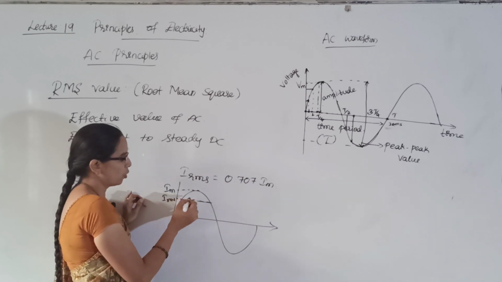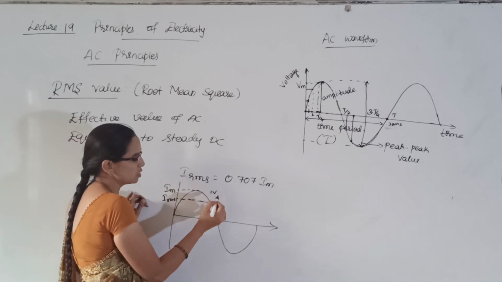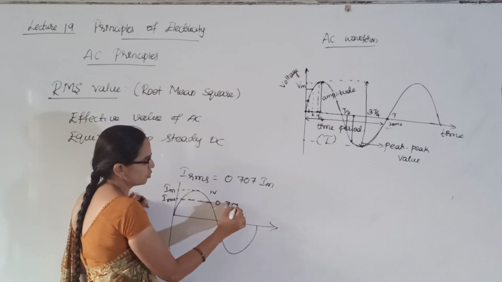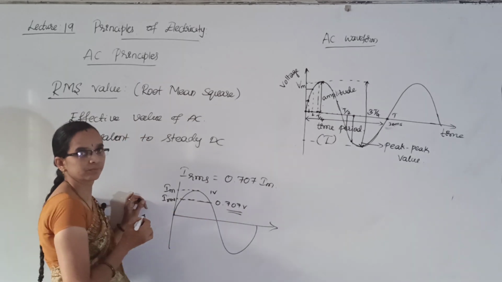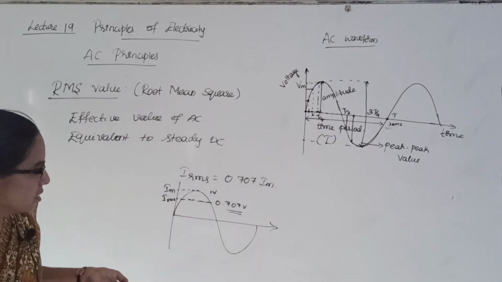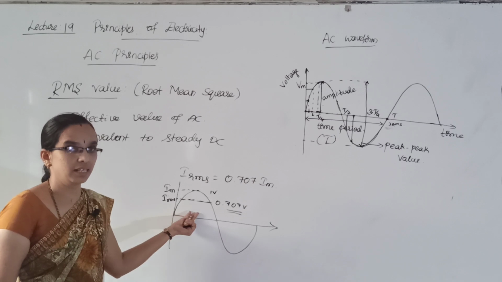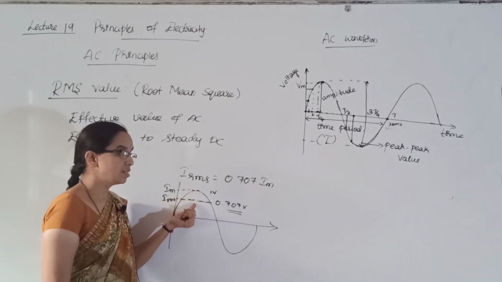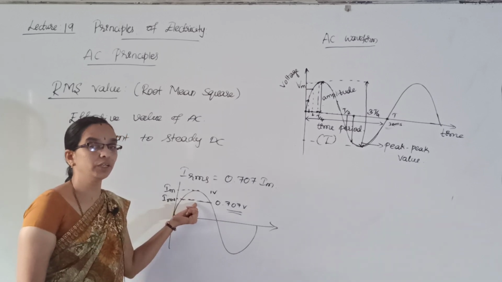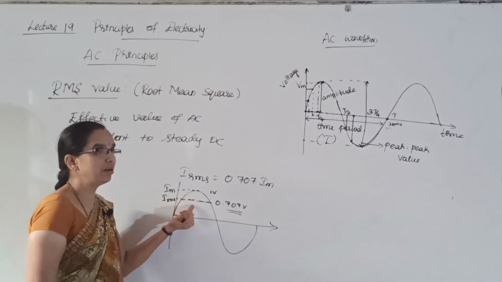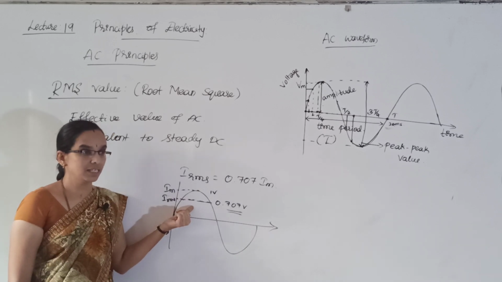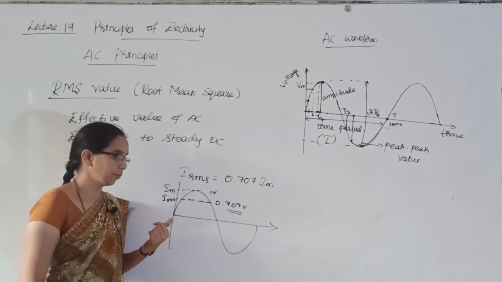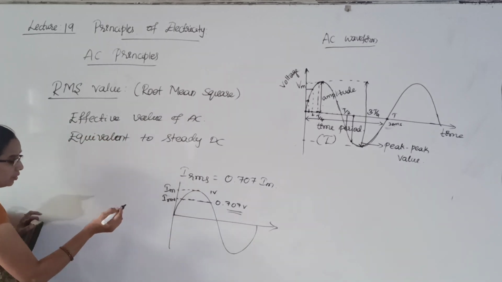Okay, that is, if Im is 1 volt, then IRMS will be 0.707 volt. Okay, so this is the effective value of the AC signal. We cannot consider the peak value as an effective value. We will consider the RMS value as the effective value of the steady DC. The same effect will be there in the AC source whenever the same amount of DC source is connected.